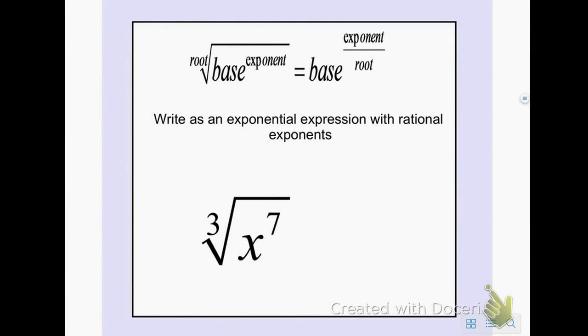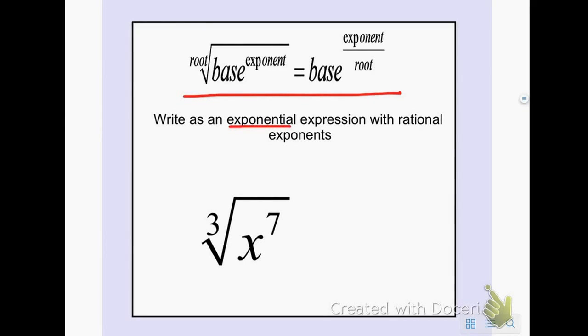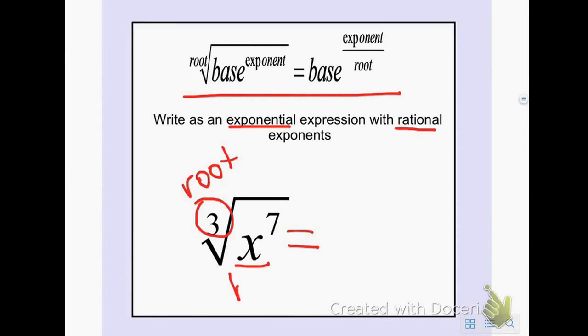So what we want to do is take this rule, or this understanding that we have right here, and write the radical expression as an exponential expression with rational exponents. That means we're going to have rational numbers that are exponents, which means they're going to be fractions. So we've got our radical. The root is 3. That's my root. This is my big number, my base. And then the power is going to be my exponent.